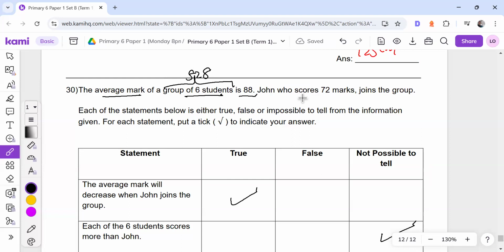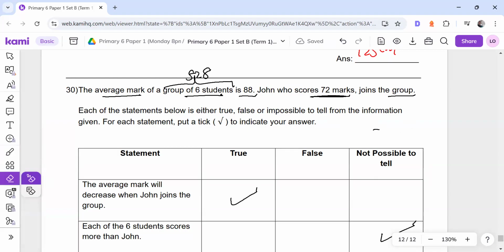And then another, John scores 72 marks and he joined the group. So what is the new total? The new total is 528 plus 72. That is the new total. Okay, or I think Mr. better draw a model, in case you don't know what I'm talking about. Let me draw a model, okay?